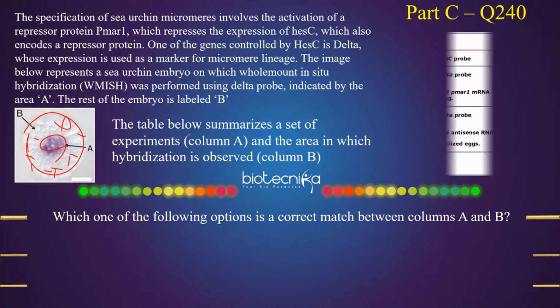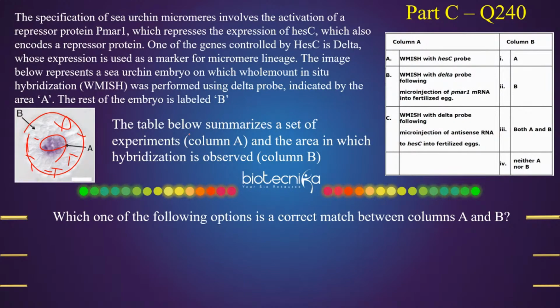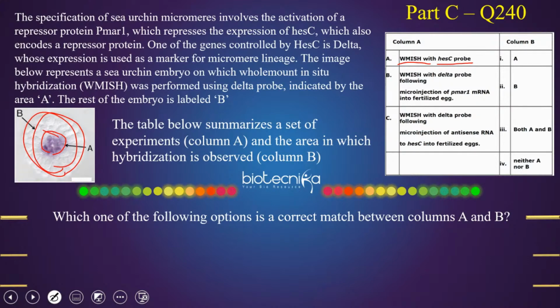You have to make the correct match. This is the actual question. What happens where you will find these following things? This is an experiment to find out delta. The colored portion is delta. But if you do a WMISH with HESC probe, then where will it be expressed? Either only in A, or only in B, or both A and B, or neither A nor B. They have given different concepts like this. So just imagine how much concept you require to solve this question.